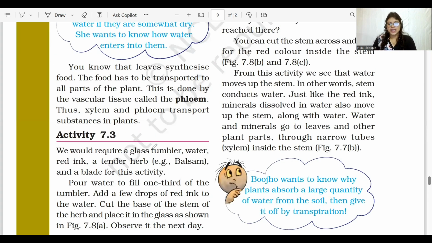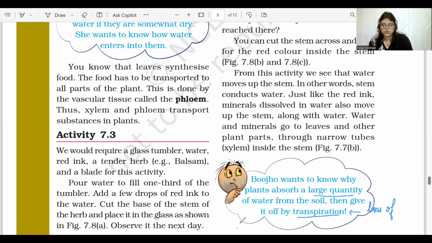Now, Buju has a very interesting question. He is asking why plants absorb a large quantity of water from the soil and then give it off by transpiration. I hope you all remember what transpiration is. It is the loss of water from the aerial parts of the plant. Aerial part means any part of the plant that is above the soil. It is the loss of water from the aerial parts of the plant in the form of water vapor. Let me make a note of it.